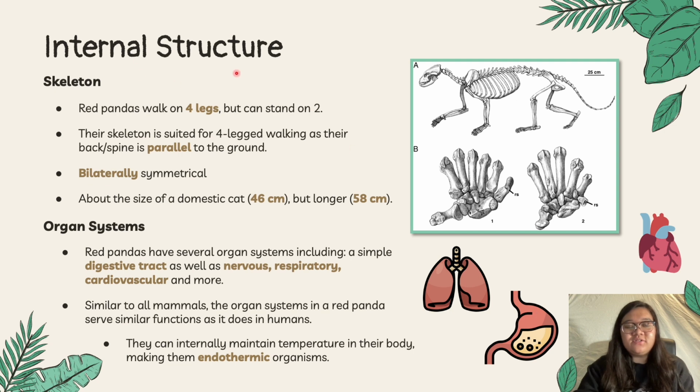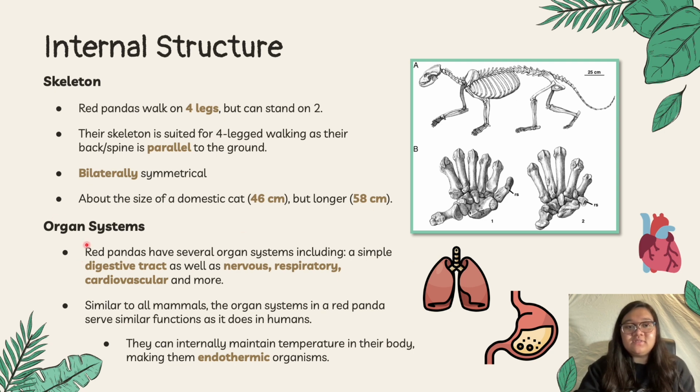In terms of their internal structure, for their skeleton, they walk on 4 legs but can stand on 2. Their skeleton is suited for 4-legged walking, as their back and spine are parallel to the ground most of the time, just like this, and they're walking usually like that. They're also bilaterally symmetrical. And they're about the size of a domestic cat, and a domestic cat is about 46 centimeters, but they are a little bit longer, which makes them 58 centimeters.